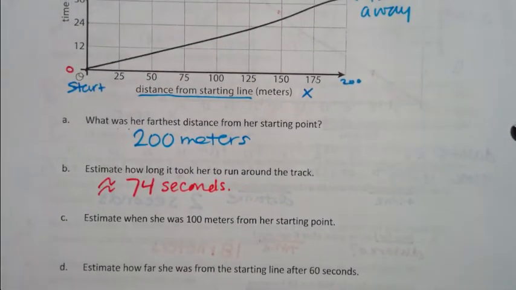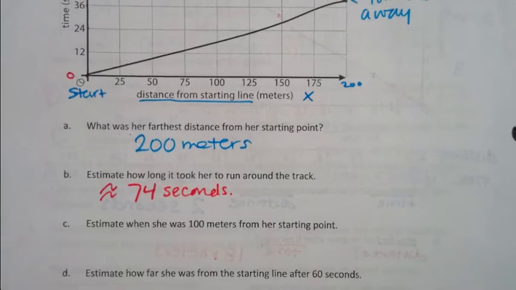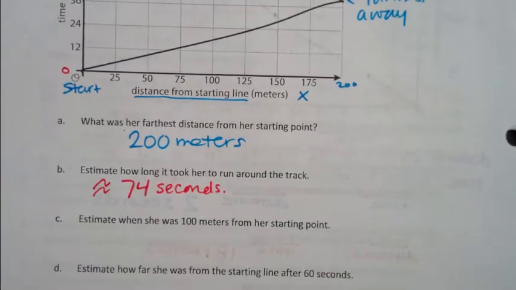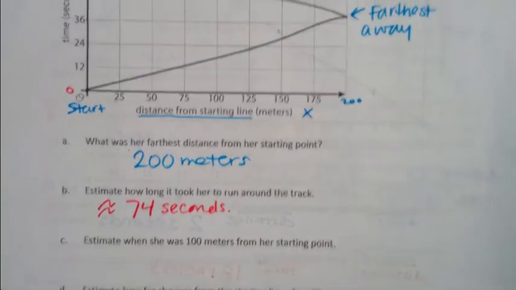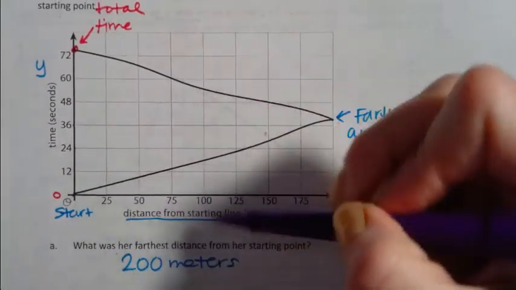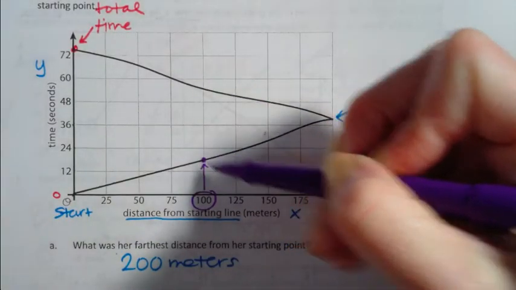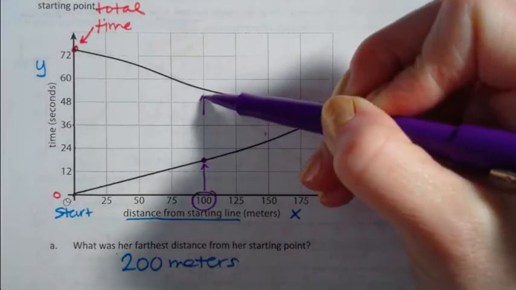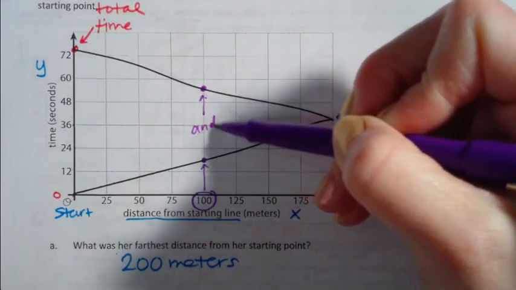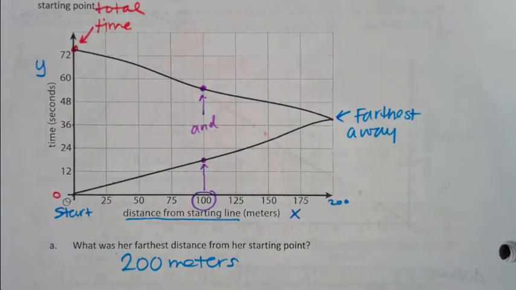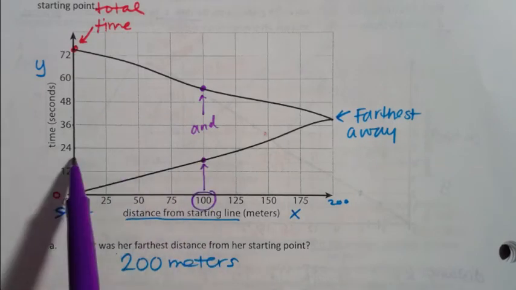Estimate when she was 100 meters from her starting point. Okay, so if we look at 100 meters, she was 100 meters right here, and she was 100 meters right there. So when was she 100 meters from her starting point? Estimate. Okay, well, this looks like it's about halfway in between.